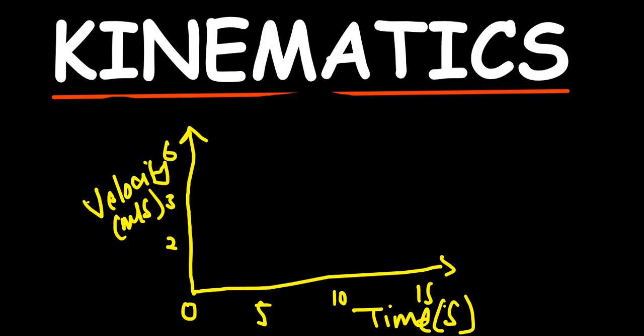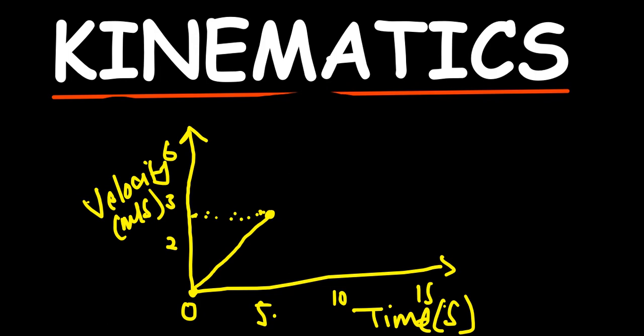Okay, so when they say a car starts from rest, they mean it's starting at this velocity, which is 0. And then maybe they say it accelerates until 5 seconds. So it means from rest, which is 0, it has accelerated until this 5 seconds, and then it will have a certain velocity where it will reach here.